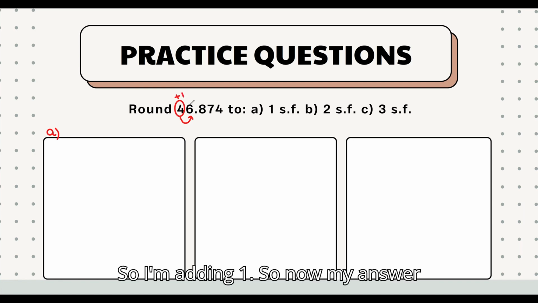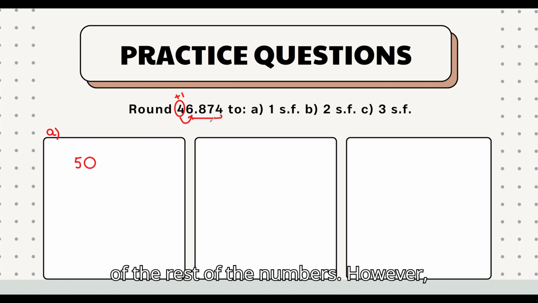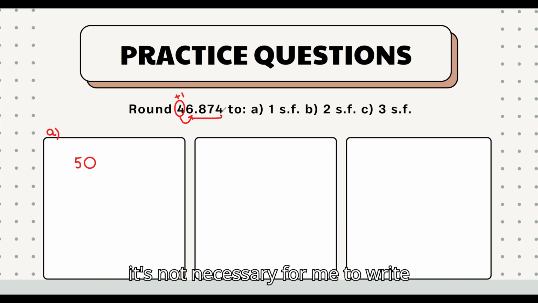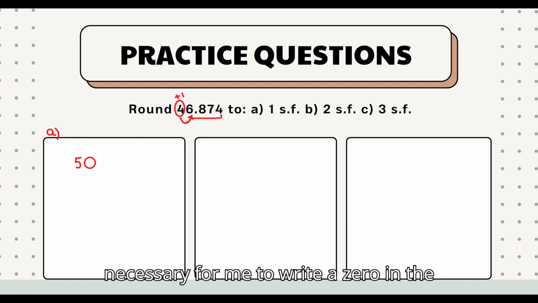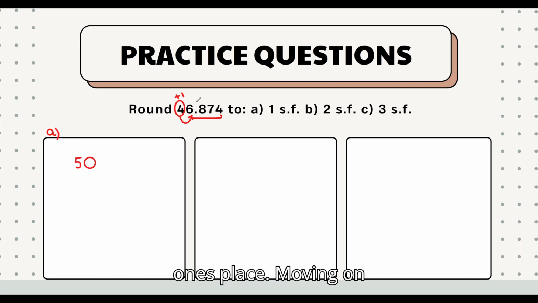So I'm adding 1. So now my answer for this part A is going to be 50, because you put a 0 instead of the rest of the numbers. However, because these are my decimal numbers, it's not necessary for me to write zeros in this place. However, it is necessary for me to write a 0 in the place of 6, because 6 is in my ones place. Moving on to part B.